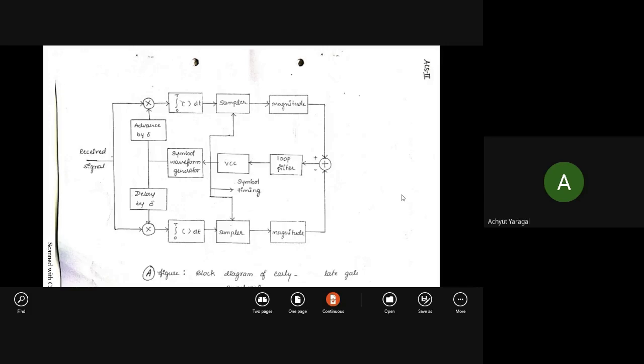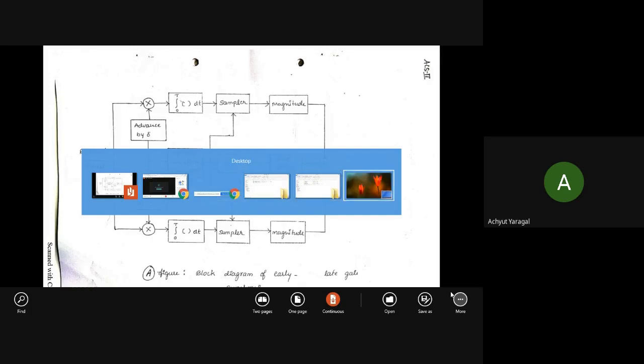First the pulse is advanced and delayed. Then the correlator comes into the picture. The sampler has two inputs, one from the correlator and one from the symbol timing. There we find the error signal. That error signal is given as the loop filter input. Then the loop filter estimates the voltage, which is given to the VCO. The VCO is again given to the pulse generator. This is how we can understand the early late gate synchronizer.